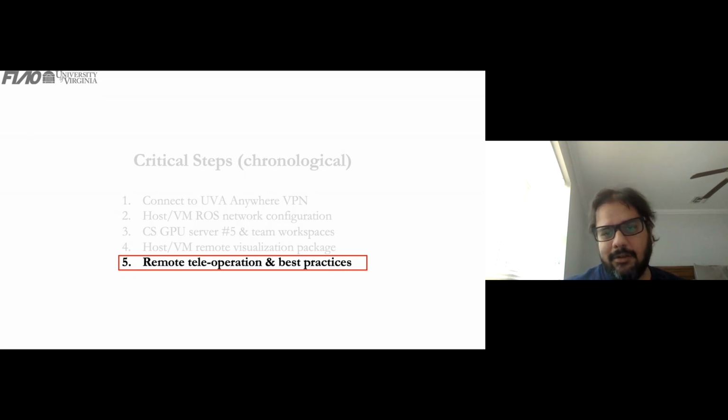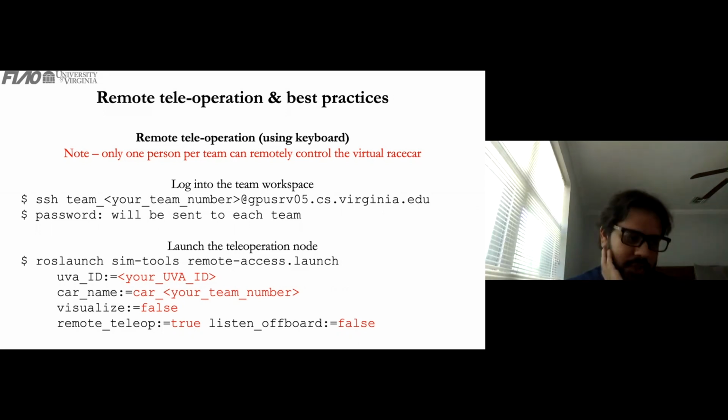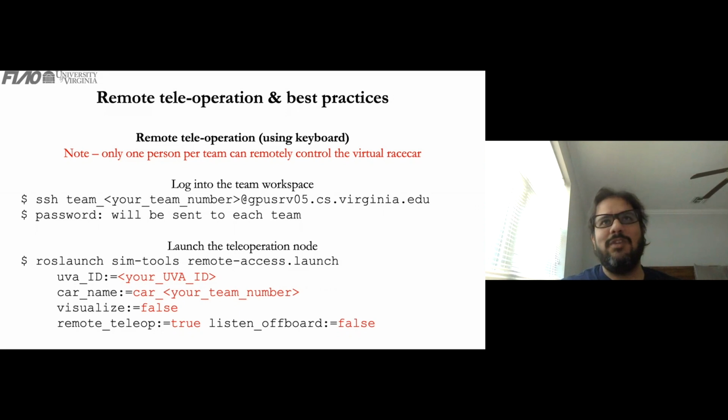So finally, to wrap things up, let me first show you how you accomplish teleoperation. Remember that teleop, unlike visualization, is actually interacting with the car. So you are sending a command to move your car. We have to make sure that you are not accidentally moving some other team's car. So one restriction is only one person can remotely control the virtual car at any given time.